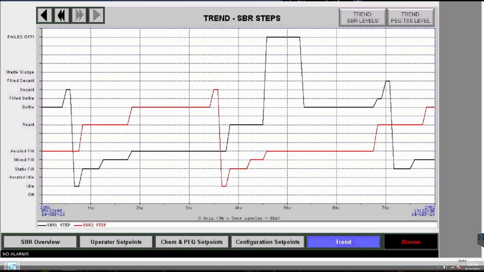tank out of aeration so that it's ready to go into fill, has time to go through settle and decant, and be ready to take fill before the tank that's currently in fill hits top water level. Yeah, and it's doing all that on a continuous basis.